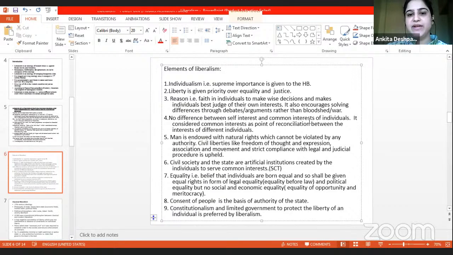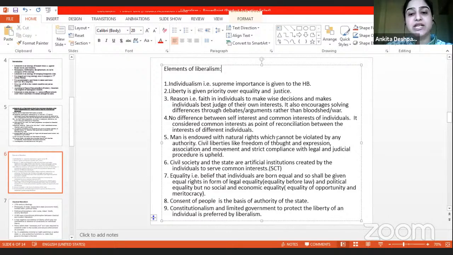There is no difference between self interest and common interest of individuals. Common interest is considered a point of reconciliation between the interests of different individuals. Each one of us has self interest, so all our self interests coming together become the common interest. I want profit, you all also want profit, see, it becomes a common interest. So common interest becomes a point of reconciliation of the interests of all the different individuals.